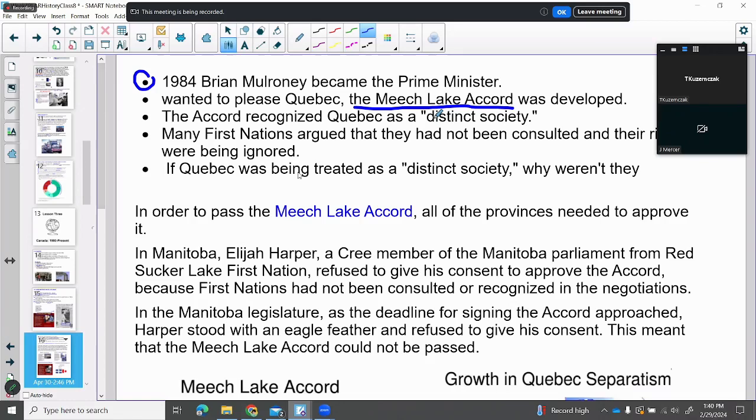And the Accord recognized Quebec as a distinct society. However, many First Nations argued that they had not been consulted and their rights were being ignored. So one of the things that was brought up was that if Quebec was being treated as a distinct society, well, why weren't they, meaning First Nations, why were they not seen as a distinct society?